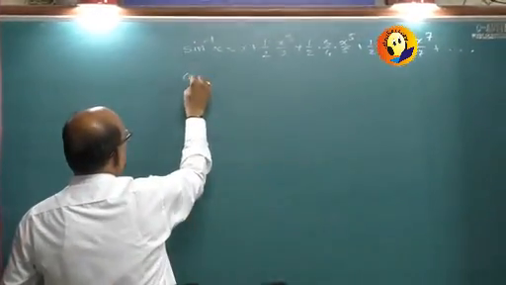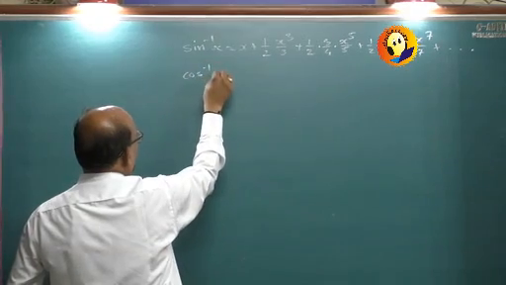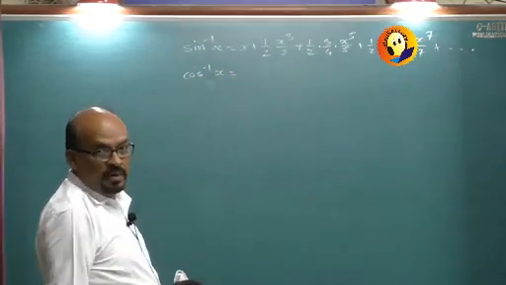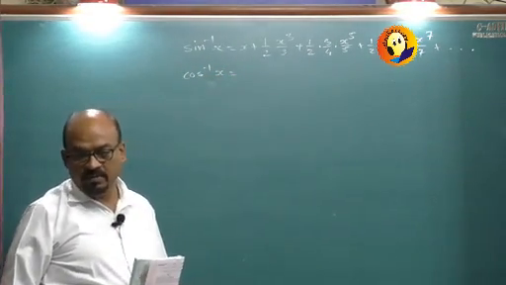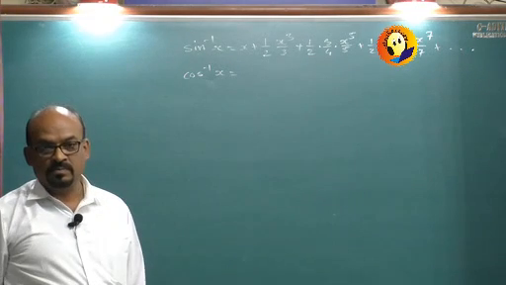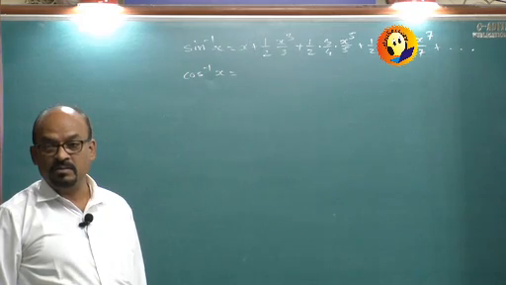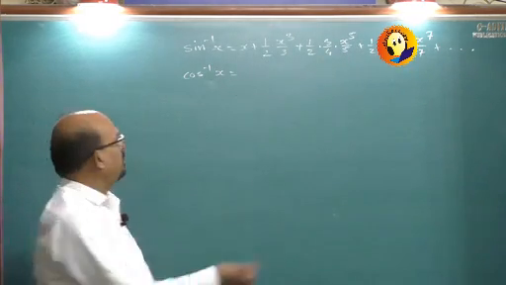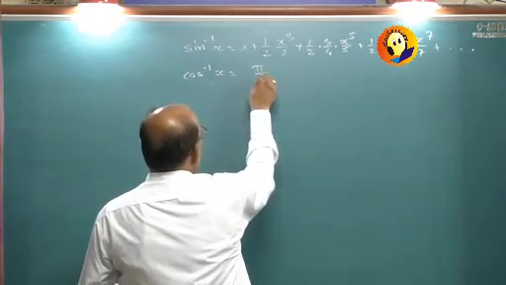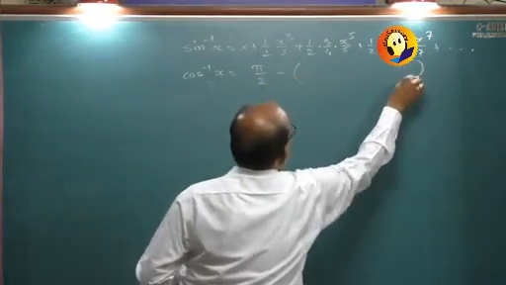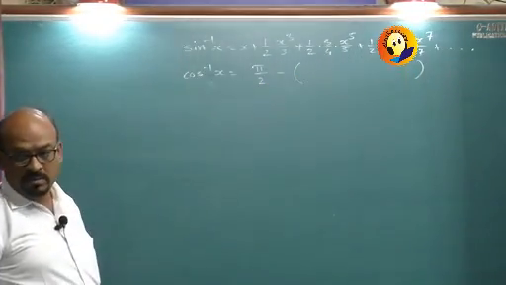What will be the series for cos inverse? What is the relation between sin inverse and cos inverse? Correct. So it will be pi by 2 minus the whole series. Very simple, straight.